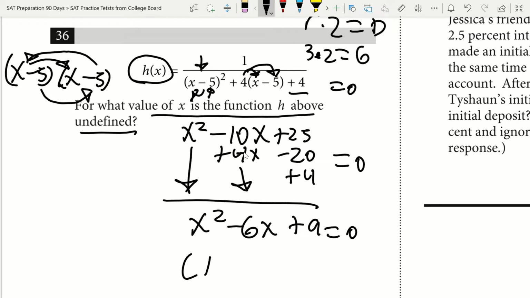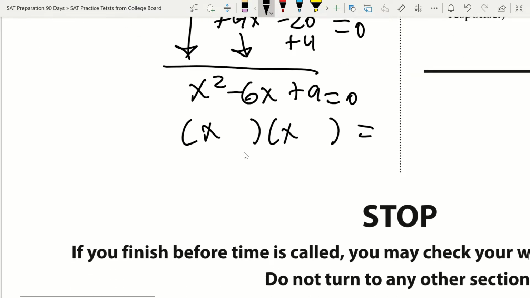At this point, we factor. Whatever its x-intercepts are from this factoring is going to be our answers, right? So we're going to have x squared minus 6x plus 9. That means I'm looking for factors of 9. What times what gives me 9 that adds to negative 6?